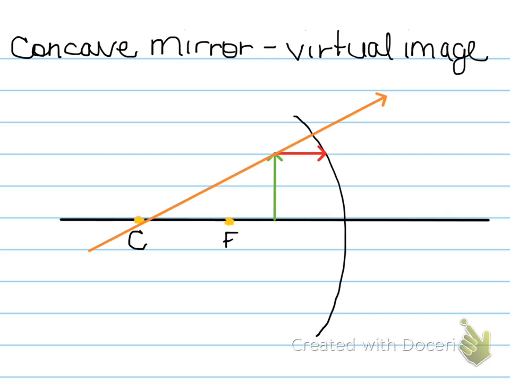The third ray you're going to draw, you're going to go from F and you're going to intersect with the first ray where it meets up with the mirror. So here we go, and I'm going to extend that one backwards as well.